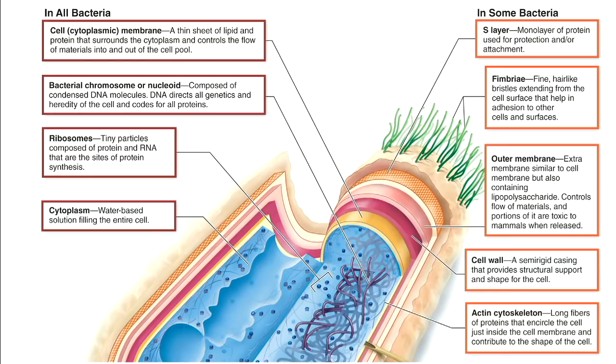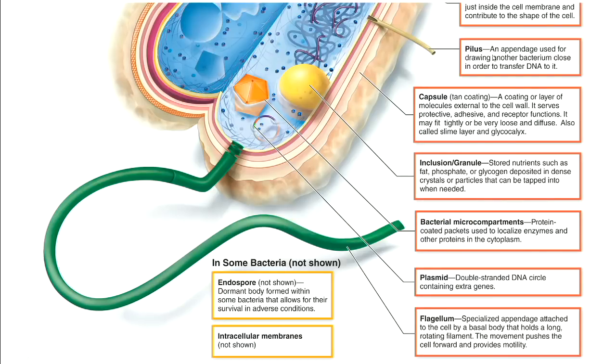That you should know. Like if I'm a bacteria or an archaea, I have to have these things. Other bacteria have some of these other structures that we'll get into. S layer, I'm not going to go through them now because we're going to go in detail, but fimbriae, an outer membrane. Most have a cell wall. Some of them even have cytoskeletons. This is a newer discovery. Okay, a pilus, that's for a reproductive structure, capsules, inclusions, microcompartments.